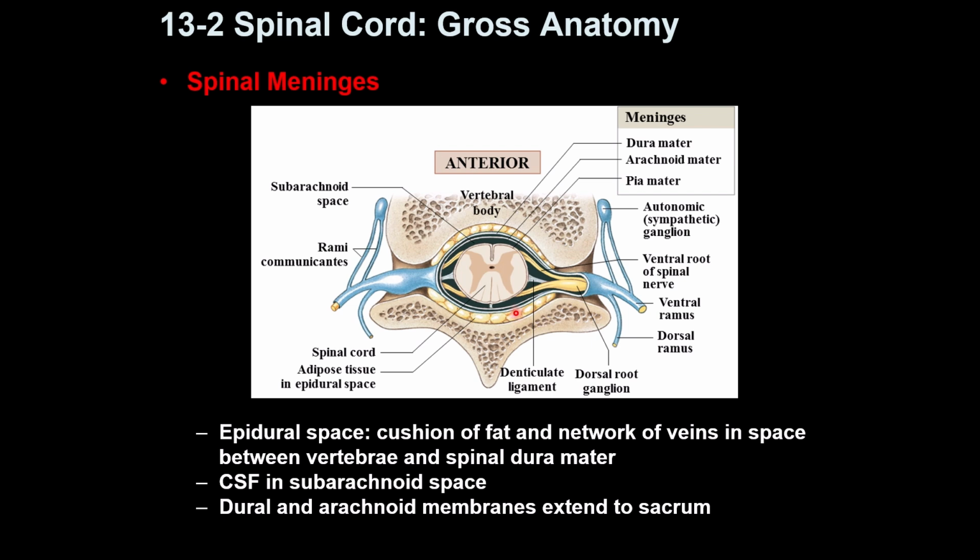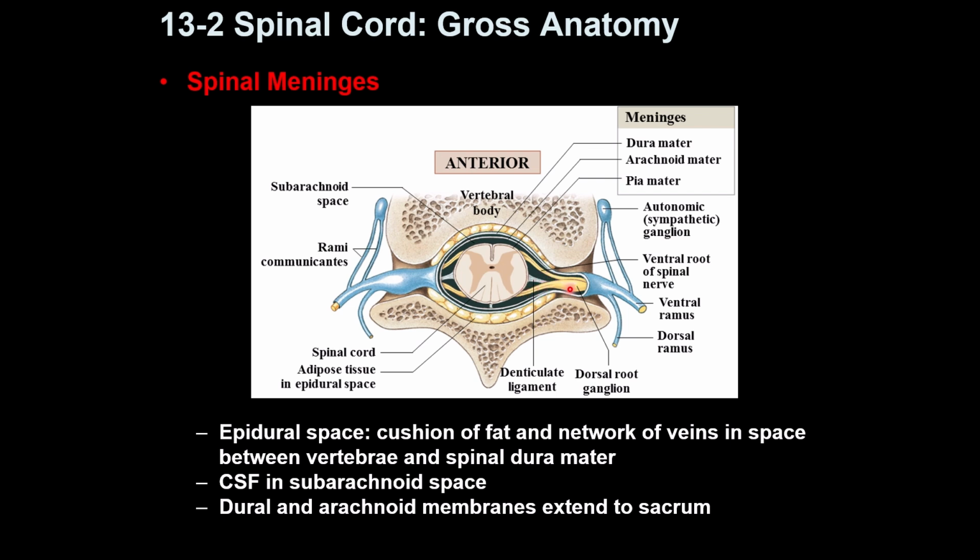Also, you can see some other structures. One is called the denticulate ligament. This ligament attaches the spinal cord to the wall of the vertebral canal on each side, and that stabilizes the spinal cord. You can also see these nerve fibers. This is called the ventral root, which is located anteriorly, and this is the dorsal root, which is located posteriorly.